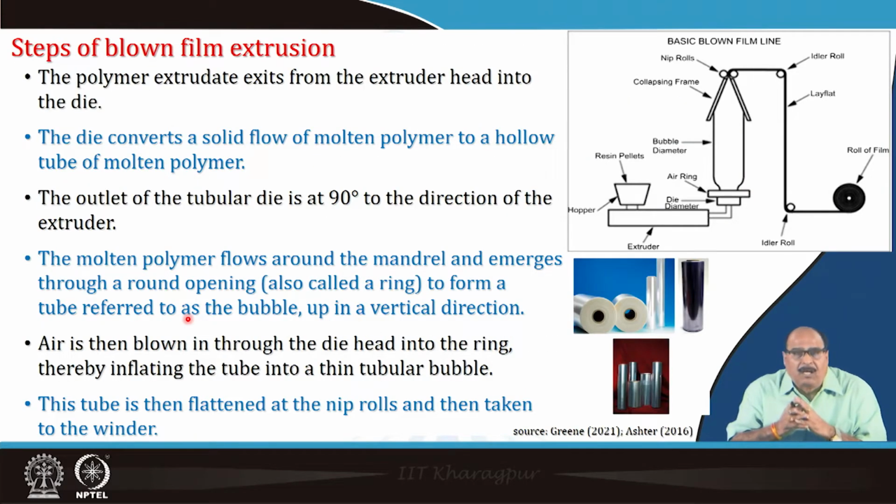So, the steps of the blown film extrusion process are shown in the picture, you can see it here. The first step is the polymer extrudate exits from the extruder head into a die. The resin pellets etc. are fed through the hopper into the extruder, and from the extruder the polymer comes in and enters the die. This die converts a solid flow of molten polymer to a hollow tube of molten polymer.